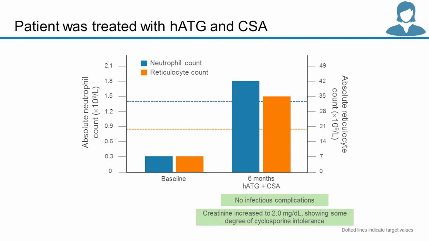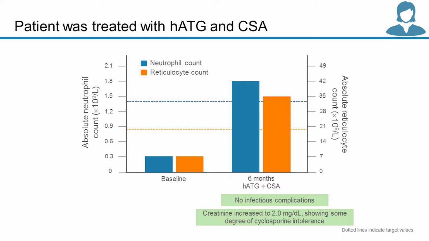So she did receive horse ATG and cyclosporin, and it's not unusual for patients that 6 months is usually the time period where you assess for a response. You assess at 3 and 6 months, and if they don't respond at 6 months, you consider them a non-responder. In this case, she had an improvement in her neutrophil count and the retic count, but not sufficient to be considered a responder based on the criteria usually used in protocols for severe aplastic anemia, which is a retic count less than 60, neutrophils less than 500, and a platelet count less than 20,000.